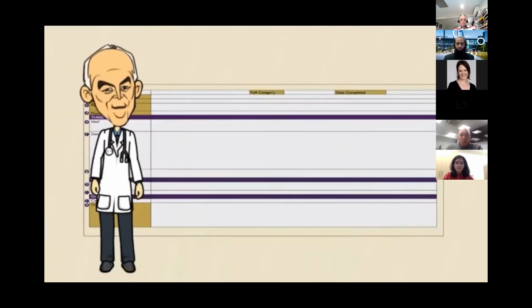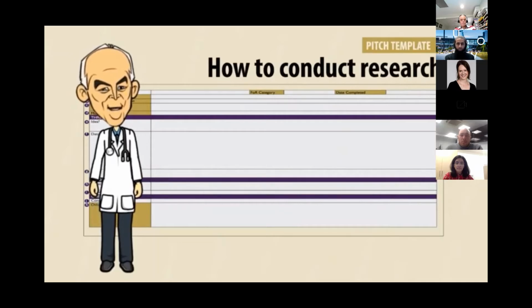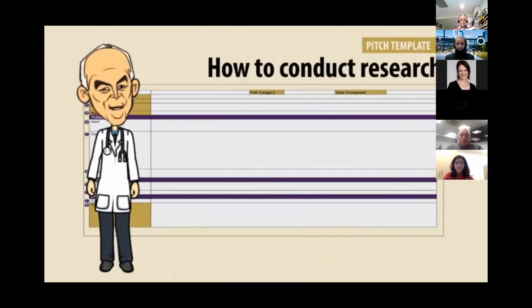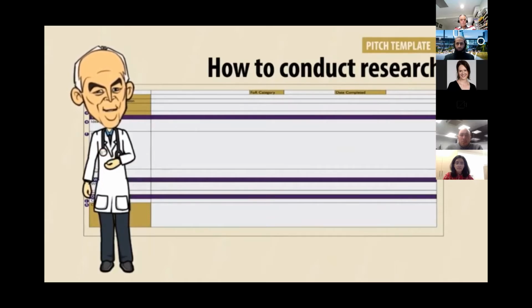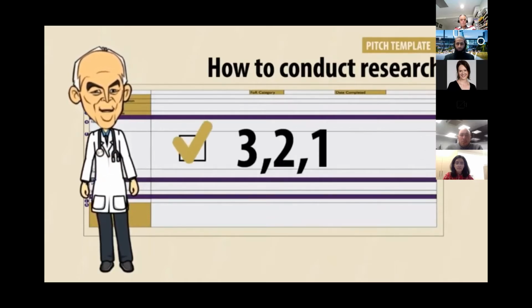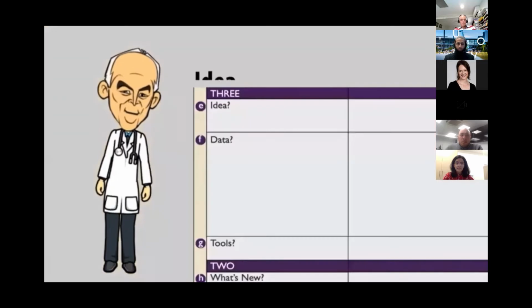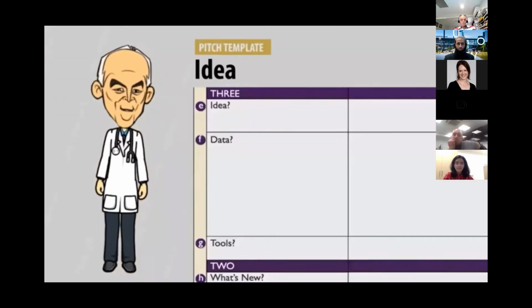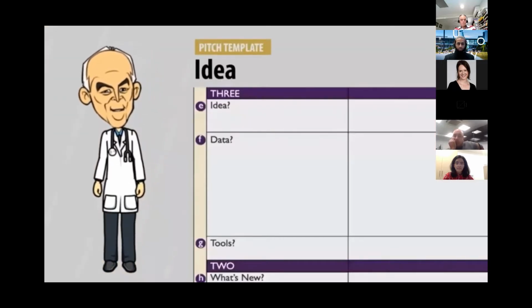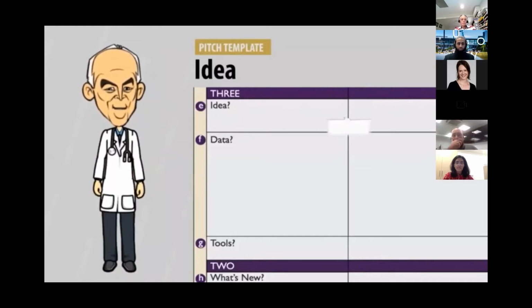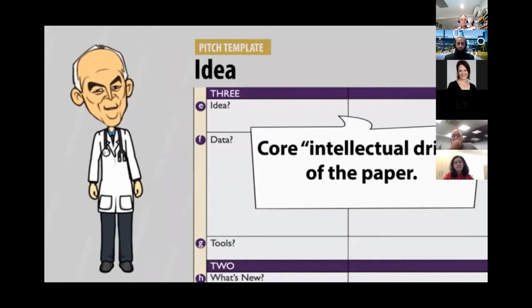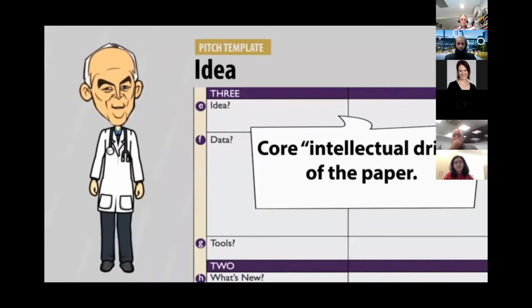Having framed the paper with the first 4 sections, now we can start recording the specifics of how the research was conducted and its contribution using the 3-2-1 pitching format. 3. There are 3 basic building blocks. Here we start by recording the key aspects of the idea. This part focuses on the core intellectual drive of the paper.